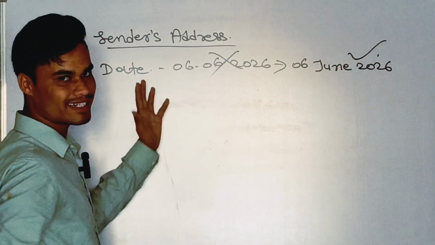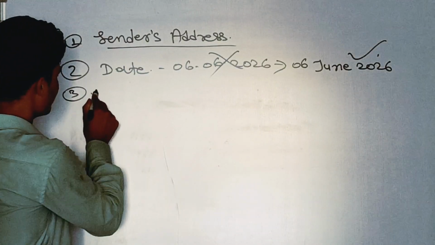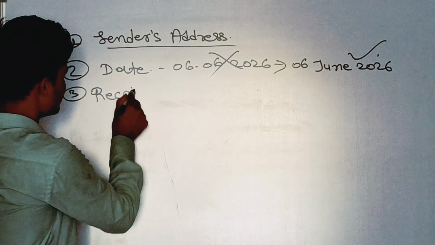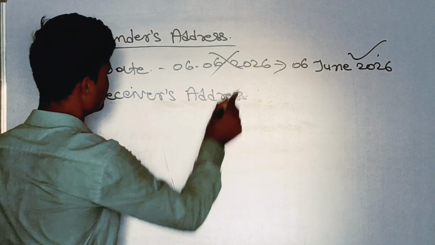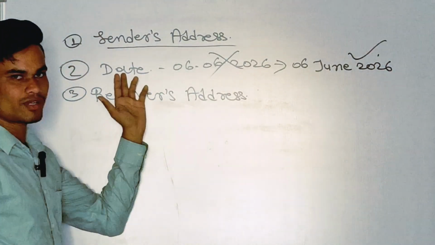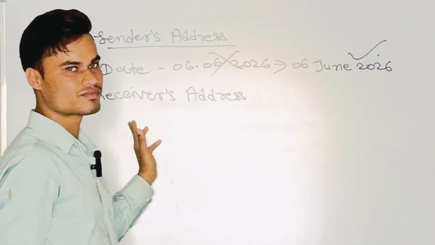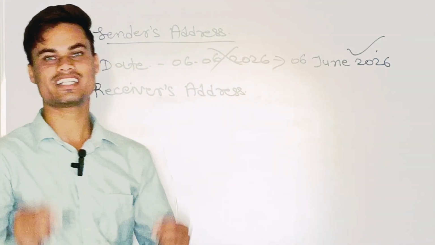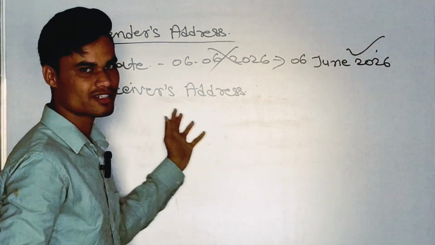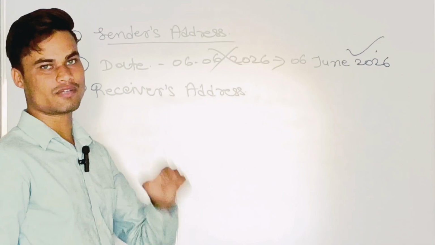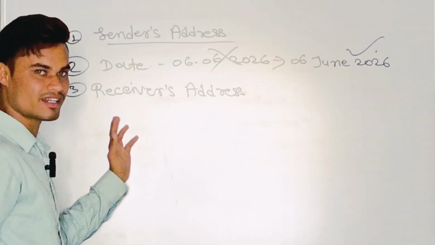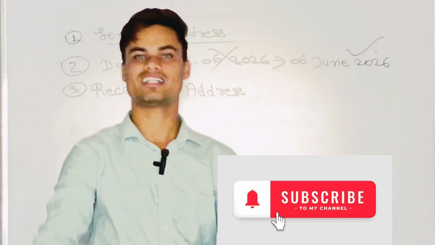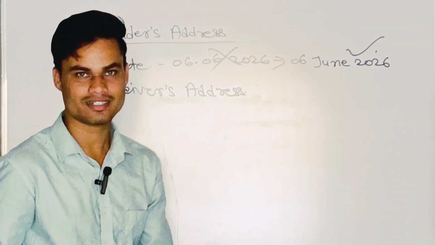Then after writing the date, you have to write the receiver's address. Receiver's address means who is receiving your letter. You will see the receiver in the question. Suppose that the receiver is the editor. Clear? Because I am writing a letter to the editor, it means the editor is the receiver of my letter. Clear?